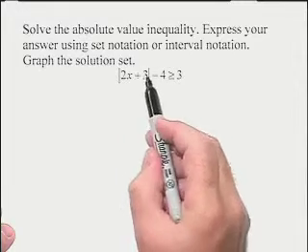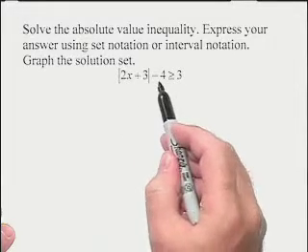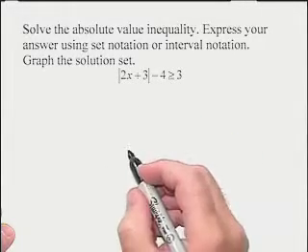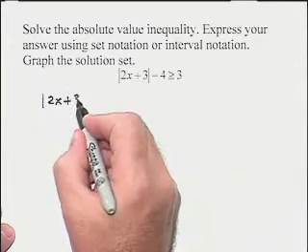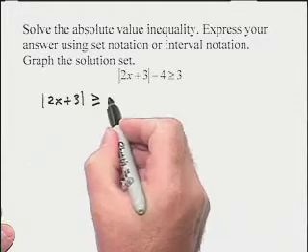We're going to start by isolating the absolute value portion by adding 4 to both sides of the inequality. So that gives us the absolute value of 2x plus 3 is greater than or equal to 7.